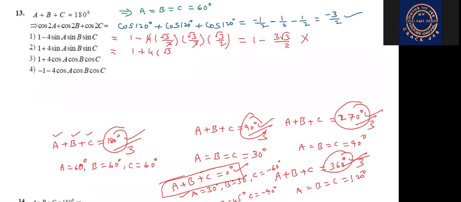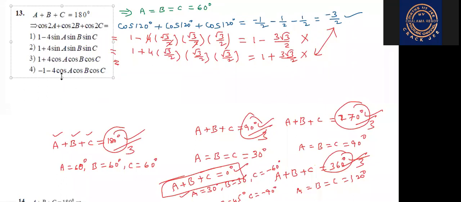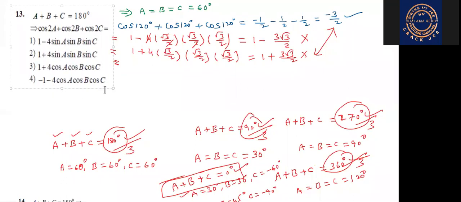Here sine 60 is root 3 by 2, root 3 by 2, root 3 by 2. Do the calculation. You will get the answer 1 plus 3 root 3 by 2. So these two are not the same. That's why this is the wrong answer. I am going to verify that. Fourth option. See here, fourth option. Third option, sorry.